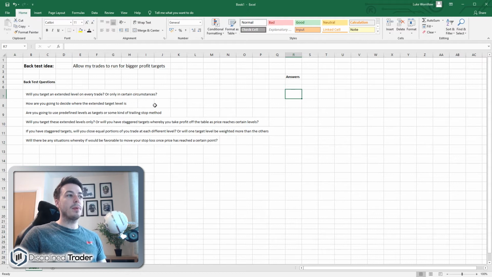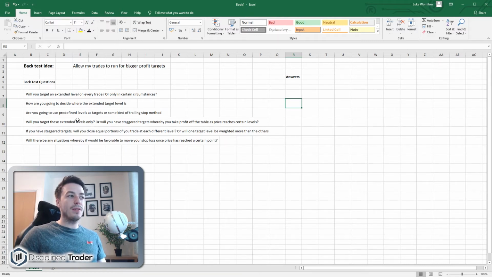How are you going to decide where the extended level is? Again, when I come to do the backtest, what I will probably do is have a variety of different methods of identifying target levels, and I will just see which is the most successful, which yields the most profit, obviously. And that will answer that question for me.